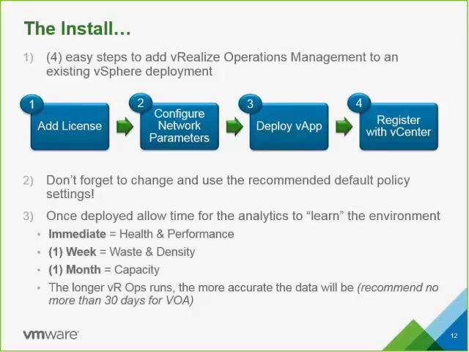Now, the general rule of thumb is the longer that VROps runs, the more accurate that data will be. The reason they set the plan for 30 days is for that reason. That way you can get all the health and performance, waste and density, as well as capacity information, and it will be fairly accurate at that point. So that's why they do the 30-day plan. They do recommend that you don't go over the 30 days with the optimization assessment, just as a note.